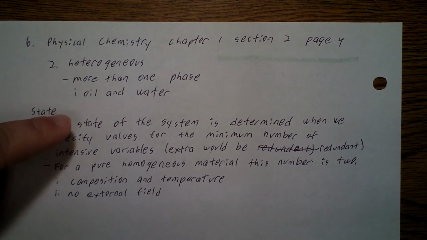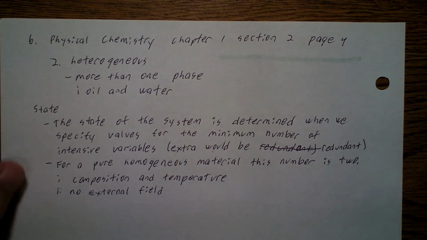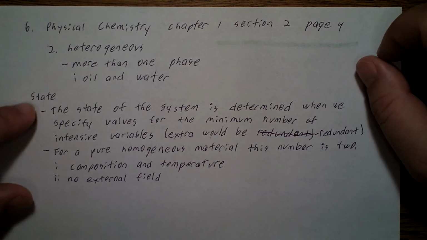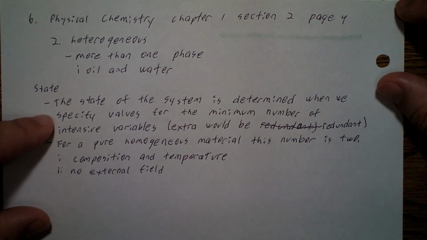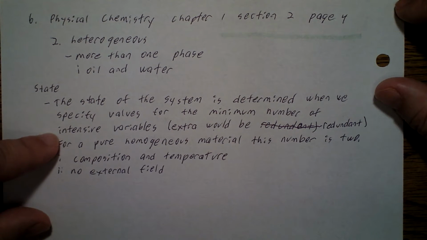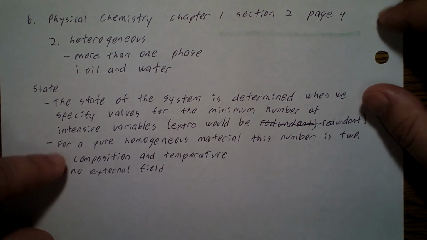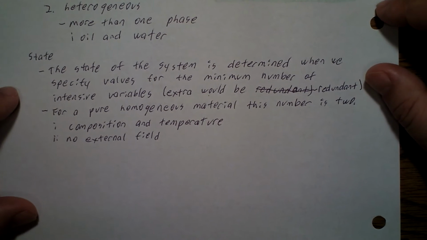So density is an intensive quantity. So you're going to have two different intensive quantities because you have two different phases. Now let's define state as in thermodynamics. The state of the system is determined when we specify values for the minimum number of intensive variables. Extra would be redundant. For a pure homogeneous material, this number is 2.